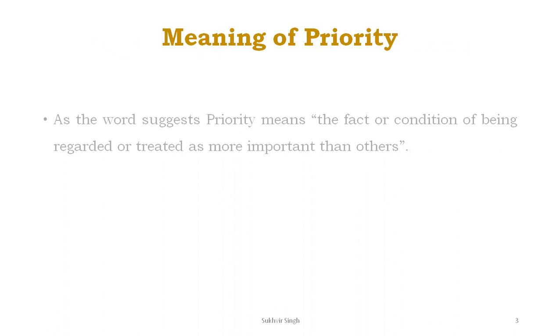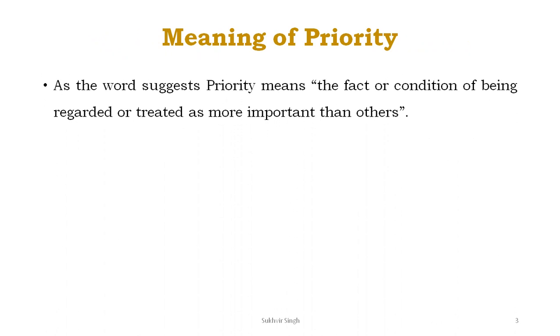First of all, what is the meaning of priority? Before continuing with computer programming, as the word suggests, priority means the fact or condition of being regarded or treated as more important than others. That is called priority.